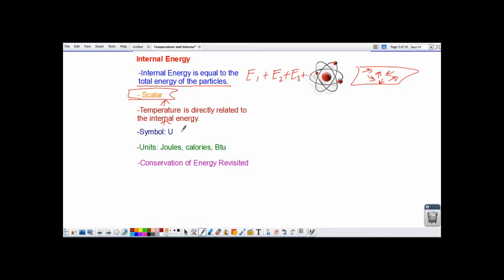The symbol for internal energy is the capital letter U. The units, it's an energy, so we will be using joules. Now, they're not the only units that could be used. Other energy units are calories or British thermal units. But joules is what we will be using in this class.